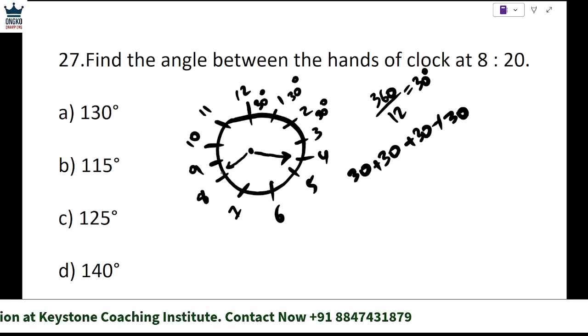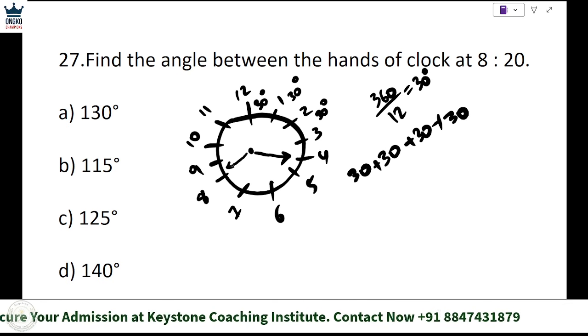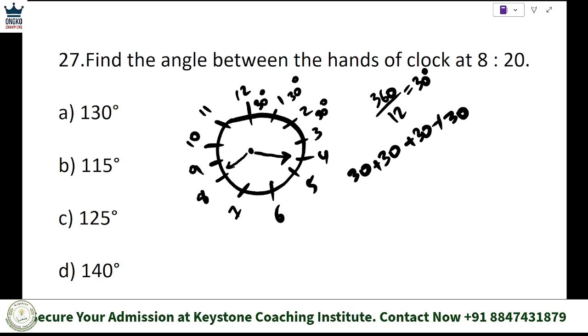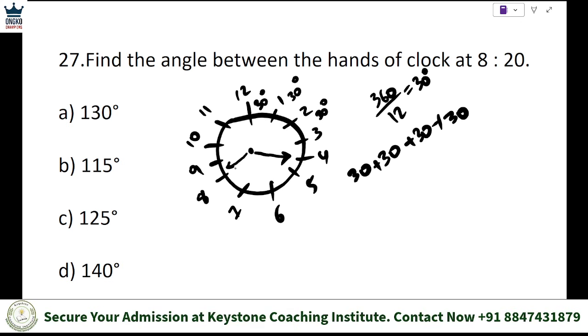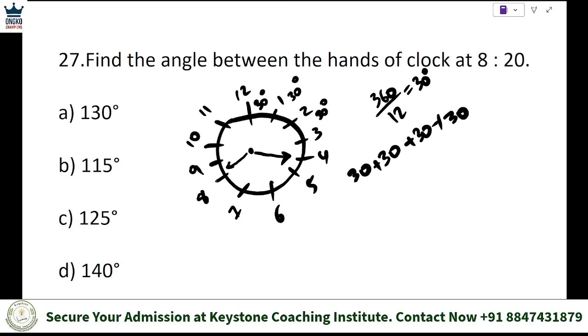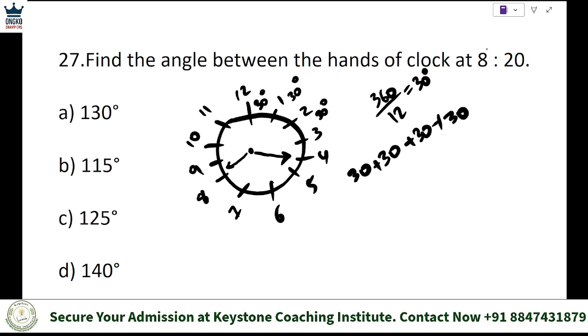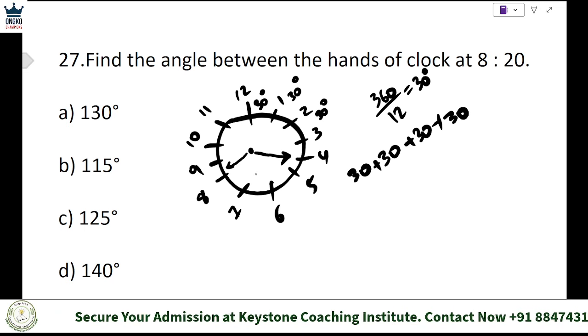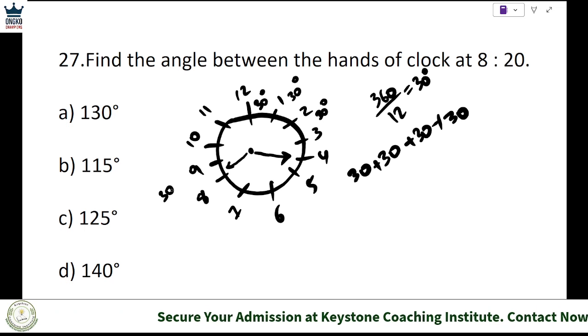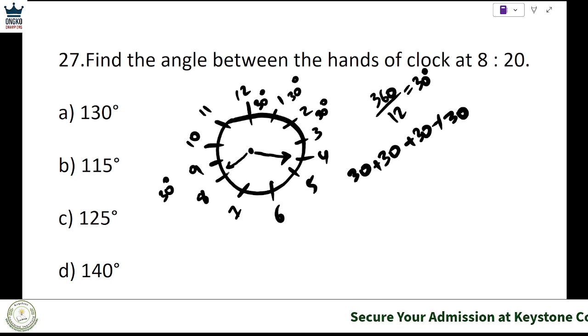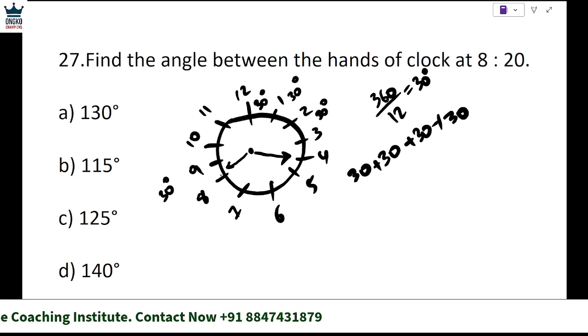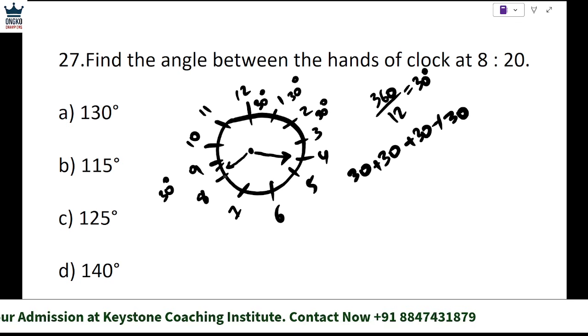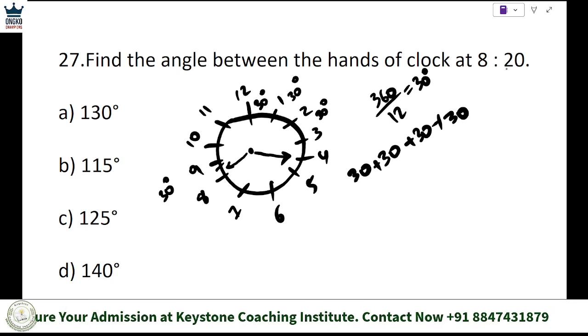Now, at 8:20, the hour hand is not at 8 exactly, so we have to add to it. We know 8 till 9 is 30 degrees. At 8:30, the hour hand is in the middle of 8 and 9, that means 15 degrees. At 8:20, it is part of the way to the middle, so for 20 minutes you just divide it by 2.